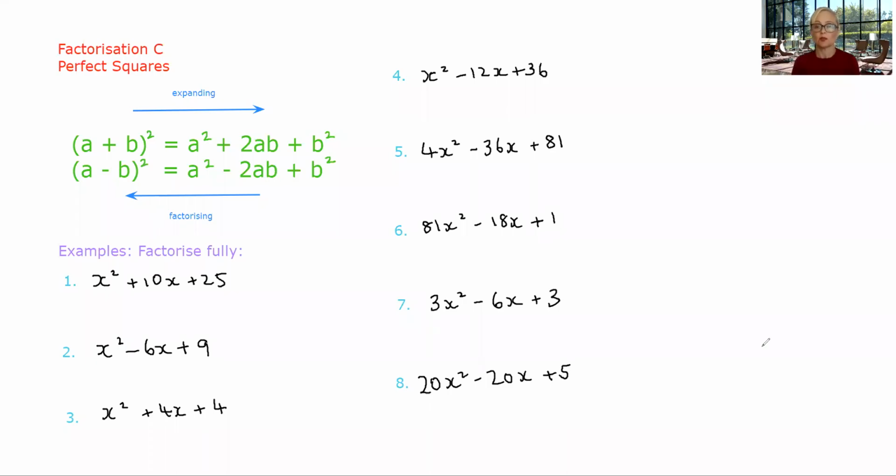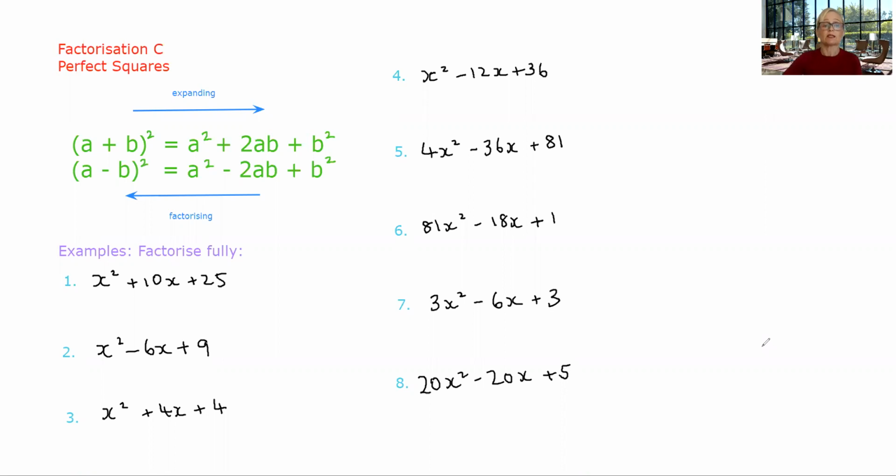We've been talking about factorisation and the fact that factorisation and expansion are doing the opposite things. When you're expanding, you're going from a product to a sum or difference. And when you're factorising, you're going from a sum or difference to a product. Now, today I wanted to talk about perfect squares.